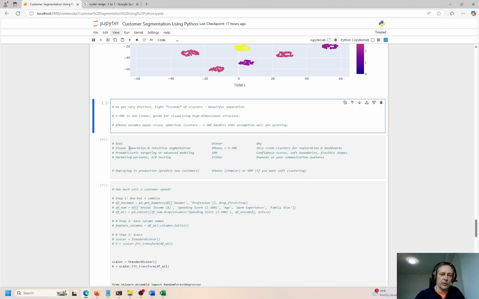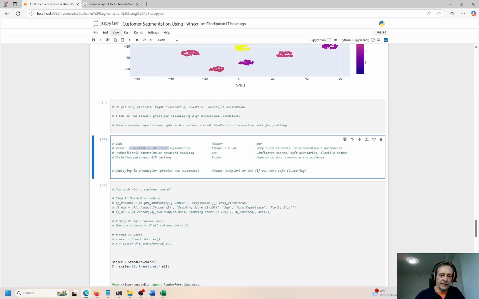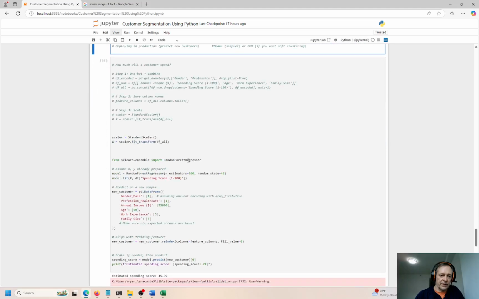So for visual separation and interactivity, k-means plus t-SNE is great. For probability targeting and advanced modeling, you could use GMM. And for marketing, A/B testing, either one is fine. Okay, k-means is simpler. GMM is a little bit more complex, but sometimes you need complexity, like we saw in this case right here, over simplicity.